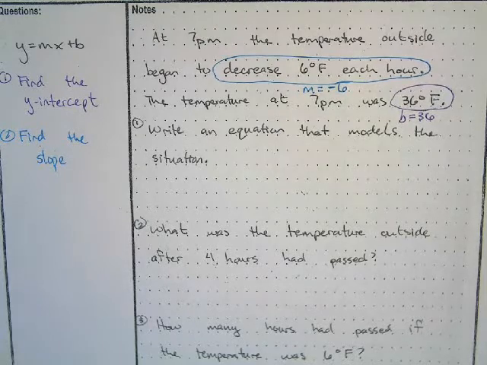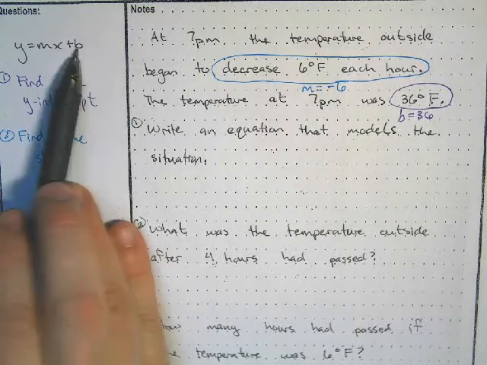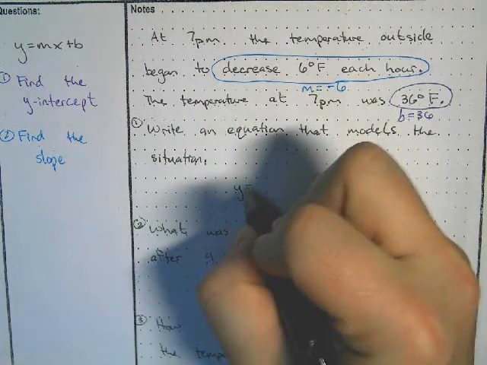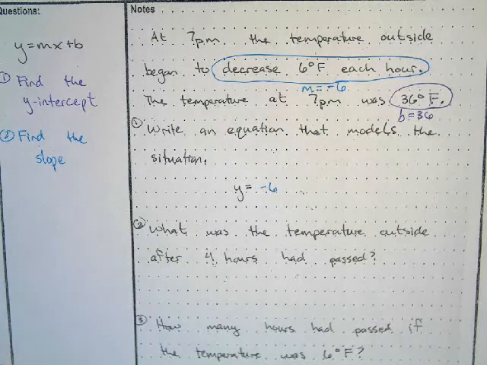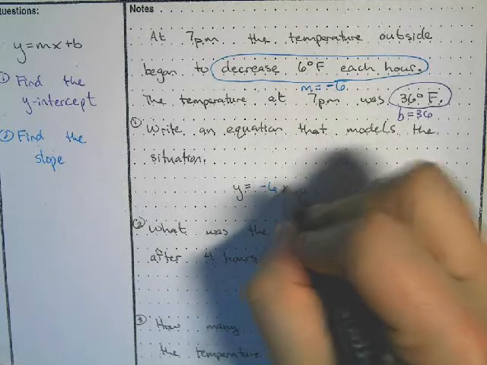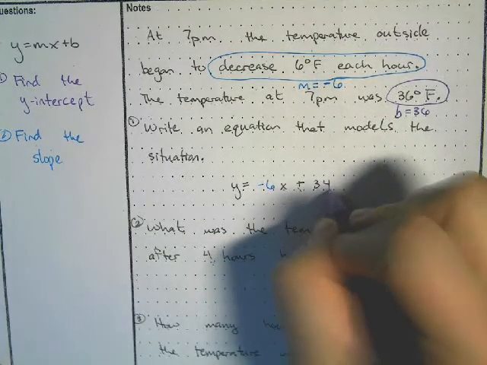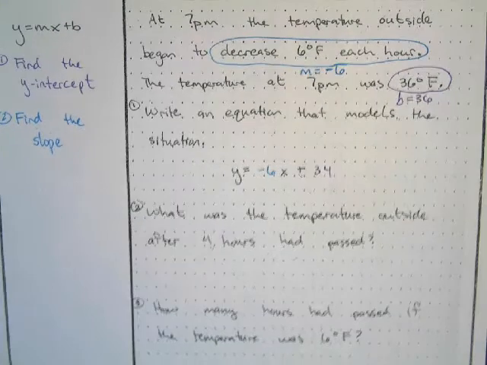Okay, so we got our values. We're able to plug into our equation. We got our m value, -6. We got our b value, 36. Let's plug in. Y equals -6x plus 34. Okay, we built our equation.